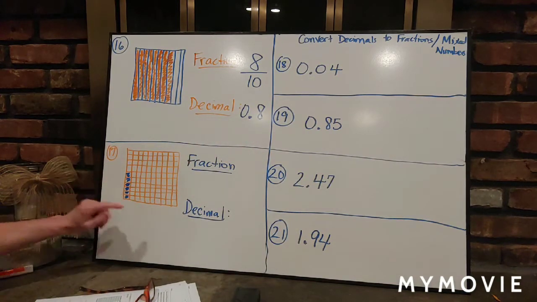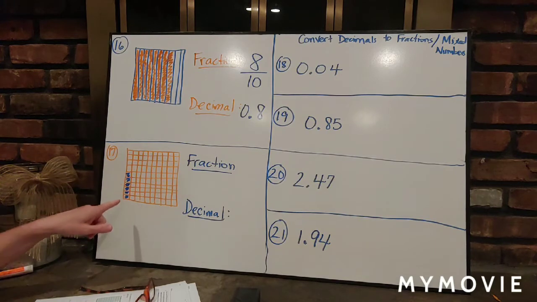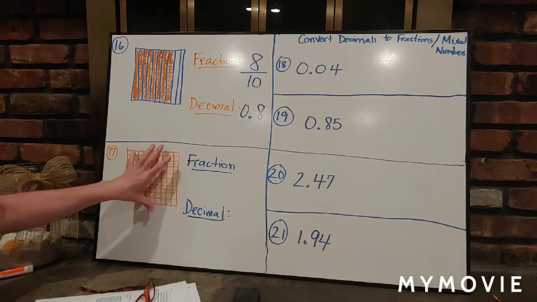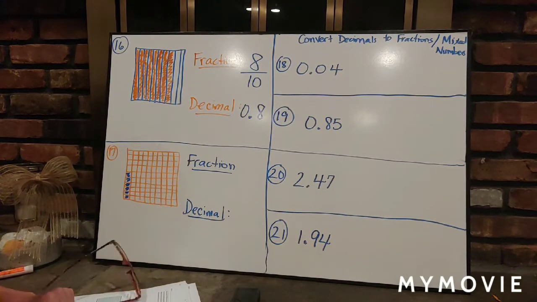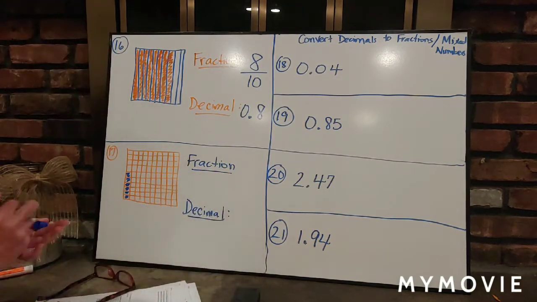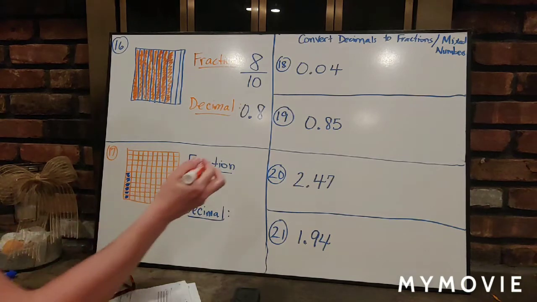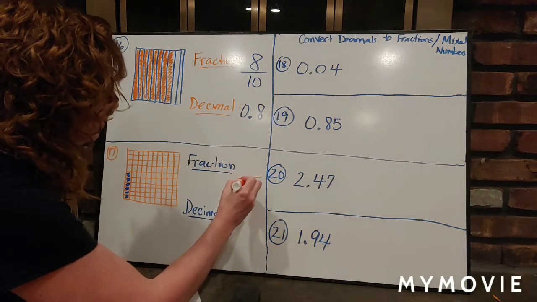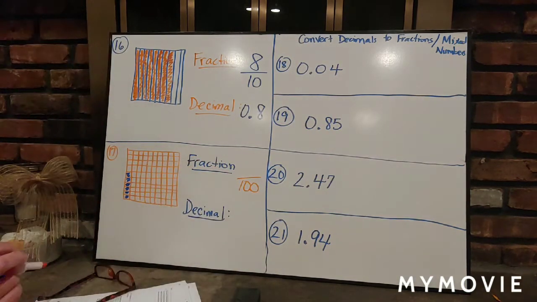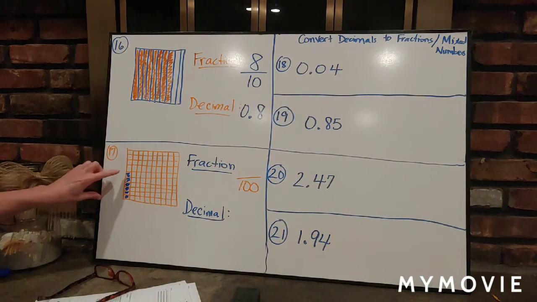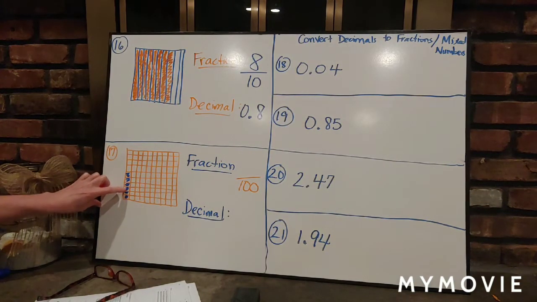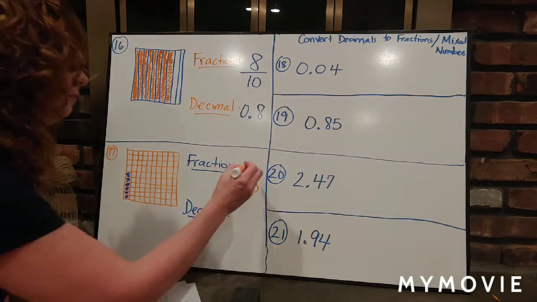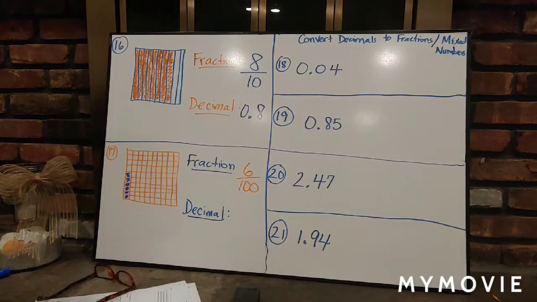Same question for number 17, except look, this is our hundredths block. So we know there are 100 boxes on this grid. So we know right away the bottom number of our fraction is going to be 100 because there are 100 boxes on this grid. So let's see how many are colored or shaded. 1, 2, 3, 4, 5, 6. 6 hundredths.